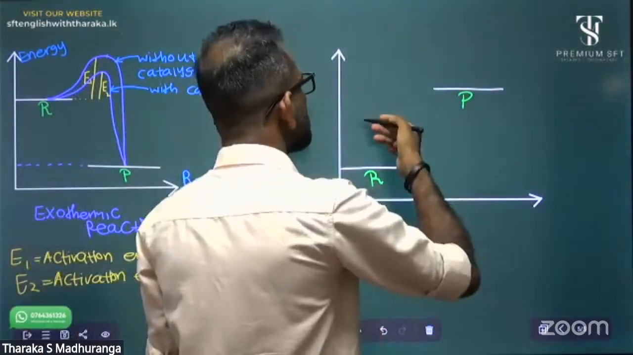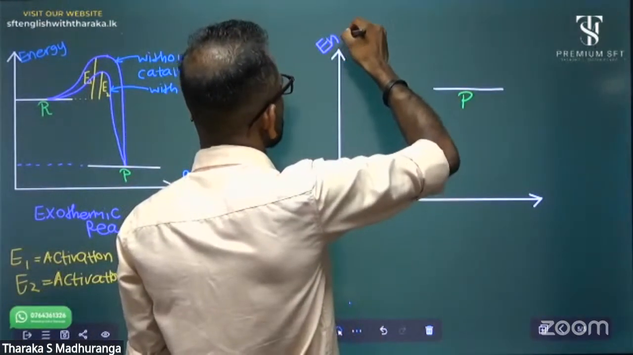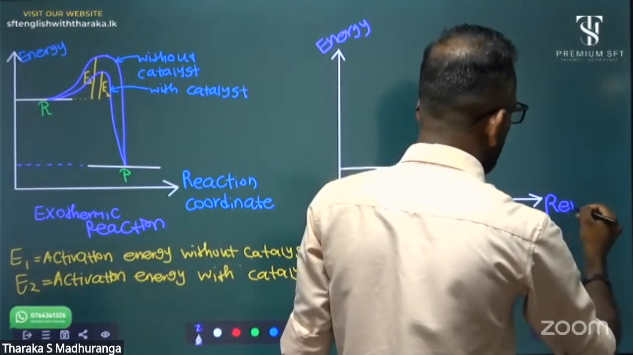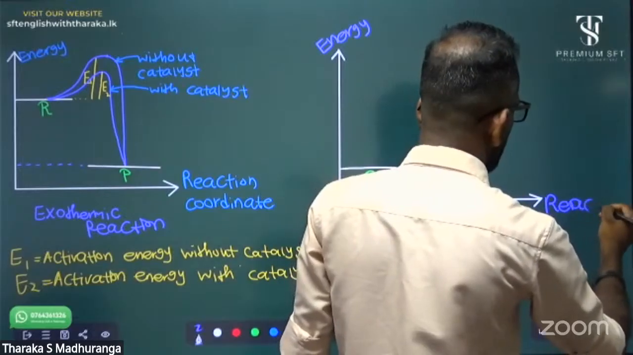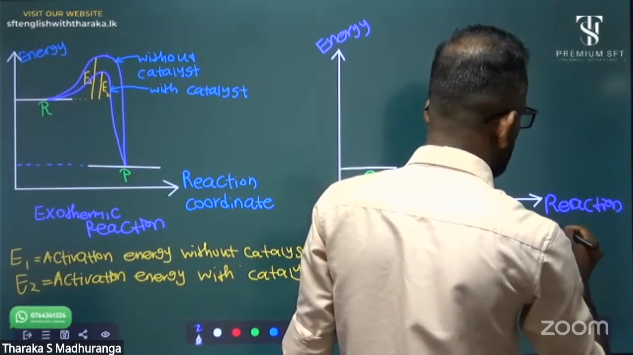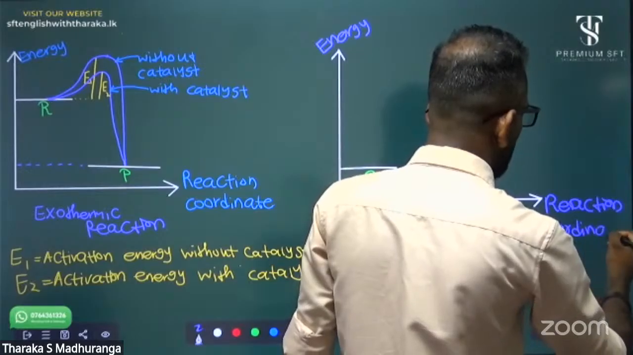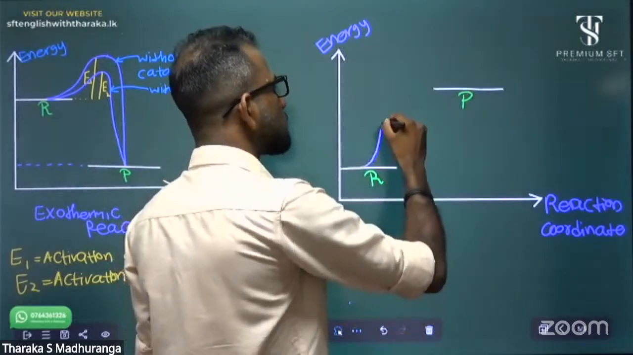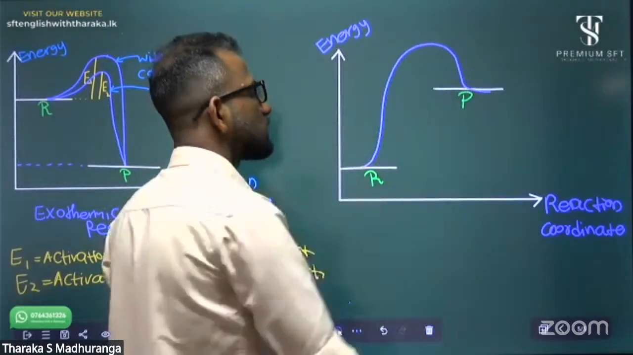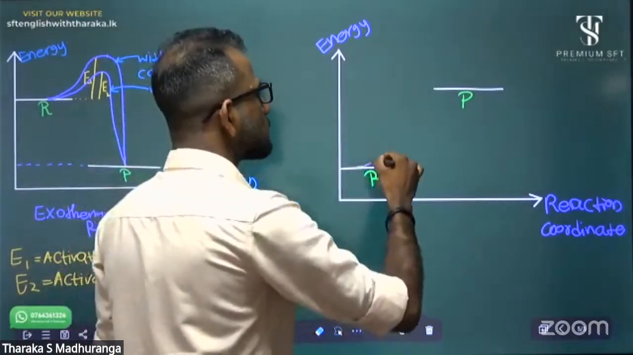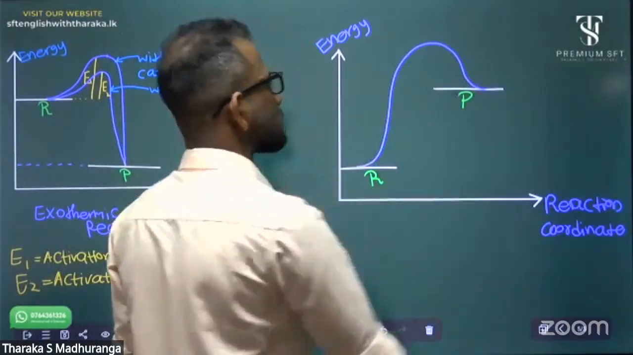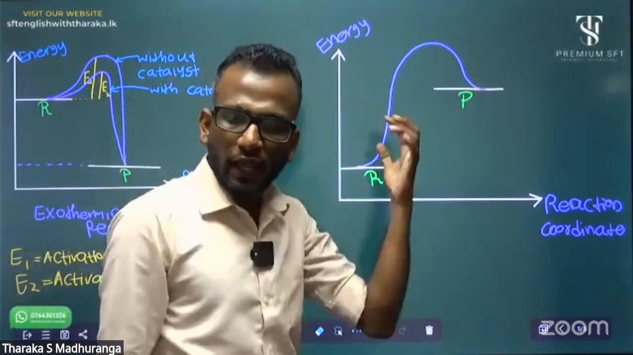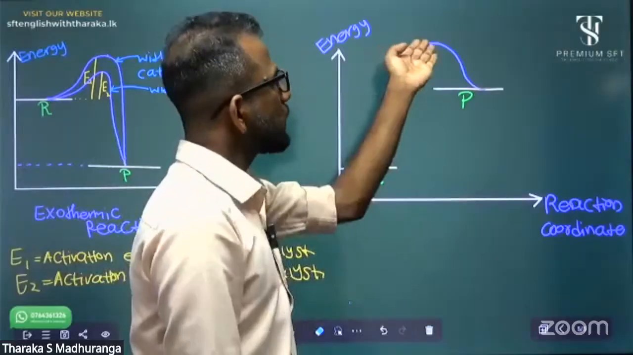Okay, now reactants, this is energy, and reaction coordinate. Okay, reactants convert to products like this. Okay, this path is for without catalyst. Without catalyst, this much energy is required.